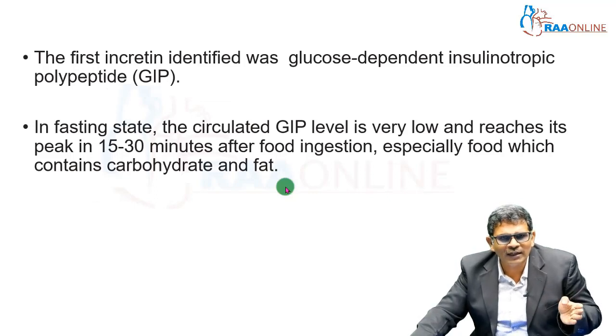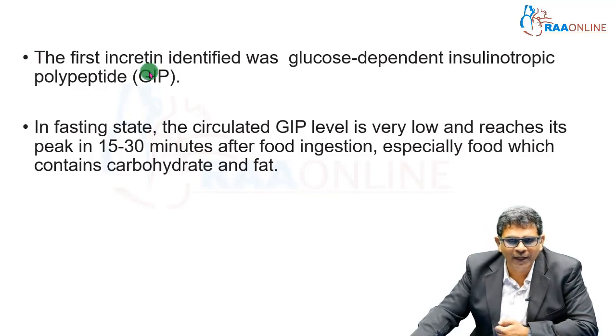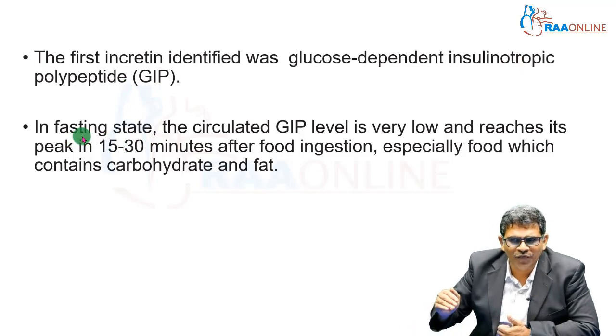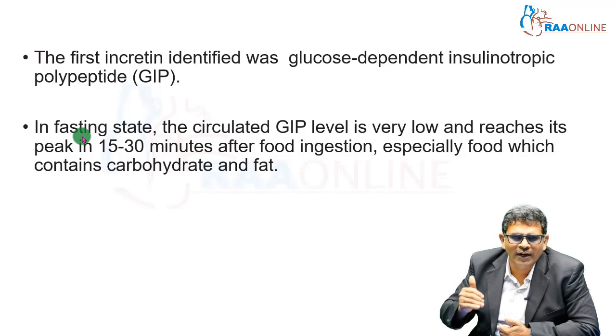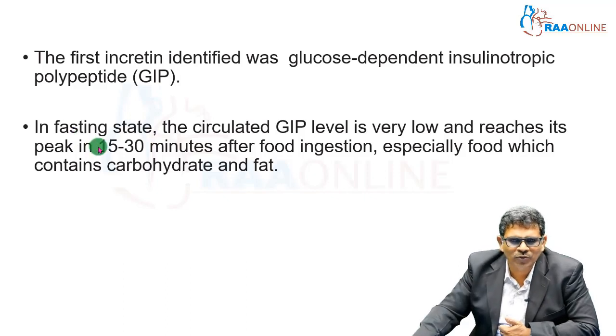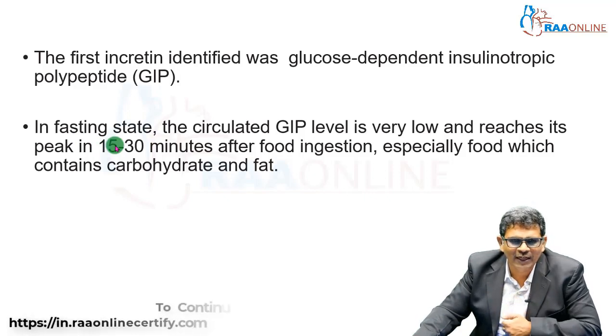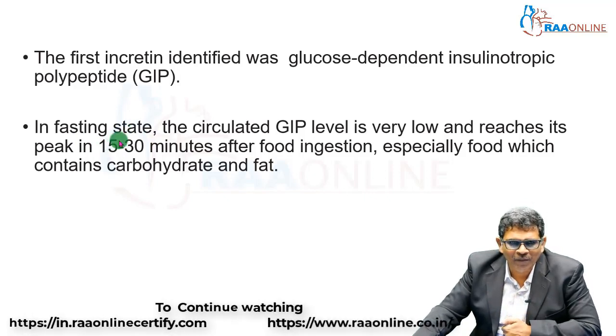we learned that there are two hormones responsible for this. The first one is GIP, glucose-dependent insulinotropic polypeptide. In the fasting state the circulating level is very low, and it reaches its peak 15 to 30 minutes after food ingestion, especially food which contains carbohydrate and fat. GIP was the first one discovered to show this incretin effect. So this is the first incretin hormone, which peaks 15 to 30 minutes after food ingestion and gets stimulated with carbohydrate and fat.